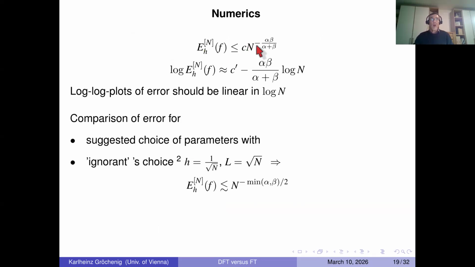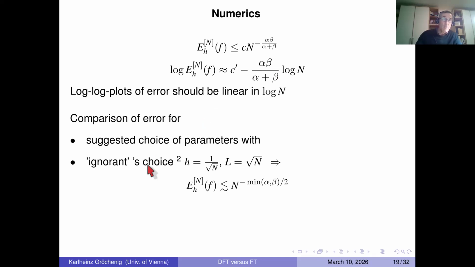So if you have this decay estimate, you make a log-log plot, because in the log-log plot you would observe a linear decay when the logarithm of the number of samples is your parameter, plotted against the logarithm of the error. So we should observe a negative slope, alpha beta over alpha plus beta. That's exactly what we observed.